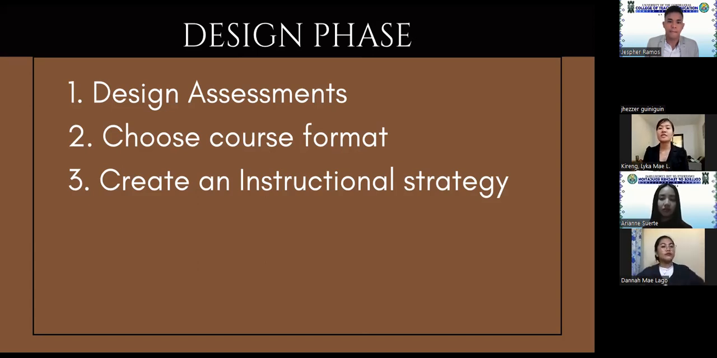And the third one is create an instructional strategy. In creating an instructional strategy, these are, for examples, their assessments, their activities, their performance, their worksheets, and their projects. These are follow-up activities that they will do after giving them the content of the course. And the third phase will be discussed by Miss Ariane.